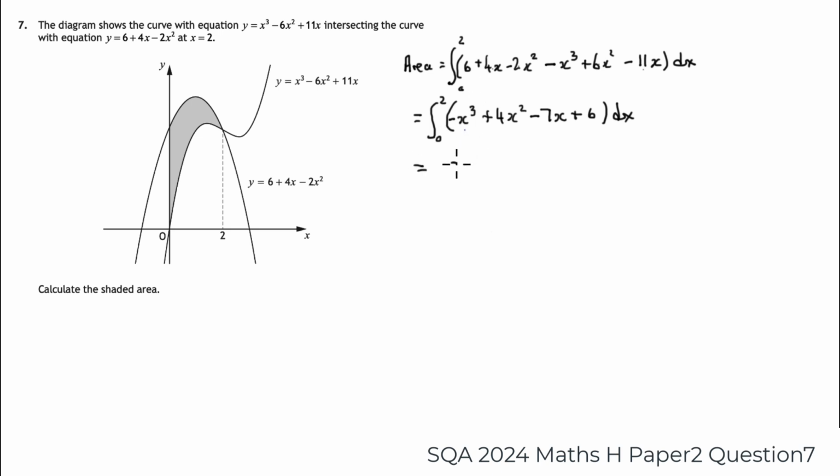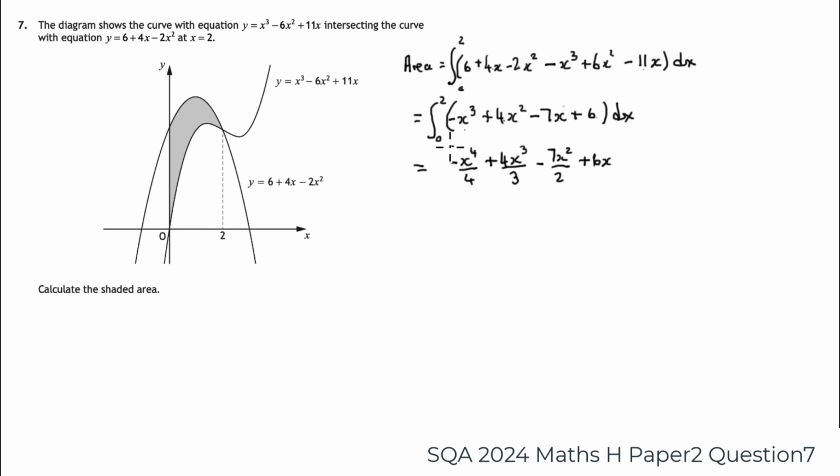So we've got negative x cubed, that'll become negative x to the 4. For integrating, we increase the power and divide by the new power. So 4x squared becomes x cubed, and we divide by the new power. X to the 1 becomes x squared divided by the new power. 6 becomes 6x.